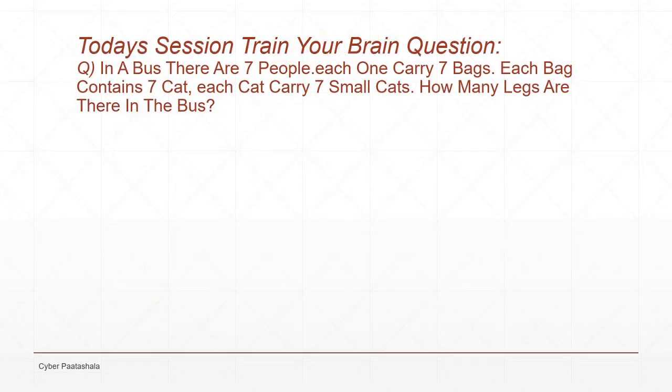And today's session train your brain question is: in a bus there are 7 people, and each one carries 7 bags, and each bag contains 7 cats, and each cat carries 7 small cats. How many legs are there in the bus? I am repeating the question again. In a bus there are 7 people, each one carries 7 bags, each bag contains 7 cats, and each cat carries 7 small cats. How many legs are there in the bus?